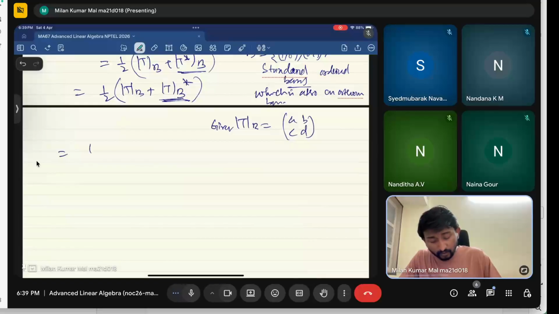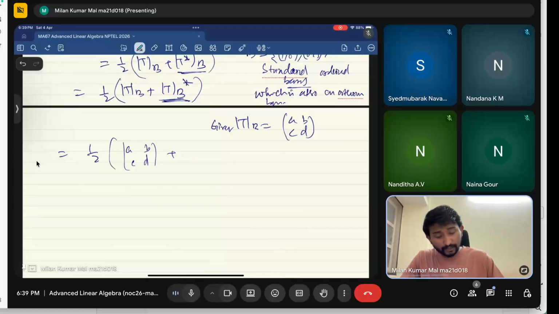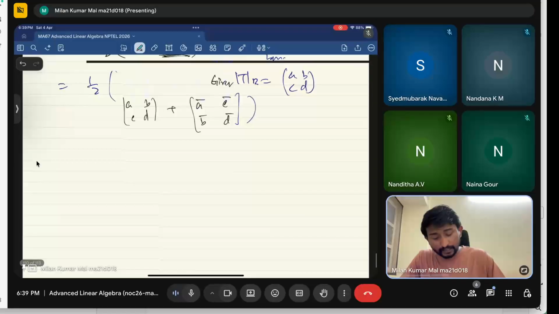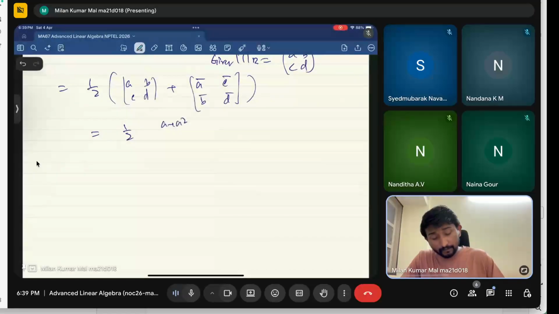Then this will be equal to 1 by 2 times the matrix ABCD, plus the transpose of this operator matrix, the conjugate transpose, that is A bar, B bar, C bar, D bar. So that can be written as 1 by 2 times A plus A bar, B plus C bar, C plus B bar, and D plus D bar.